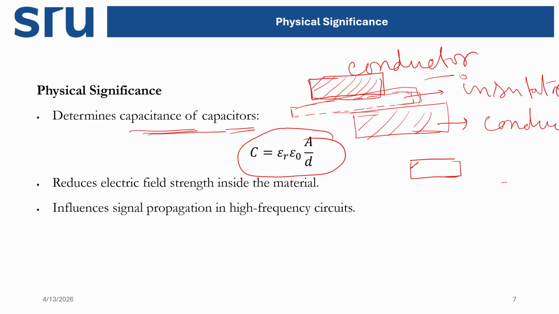So this is the area. Let's say this is x and y. So area equals x times y. And now what is the thickness? That is called d. So you can think of it like this in a 3D model.